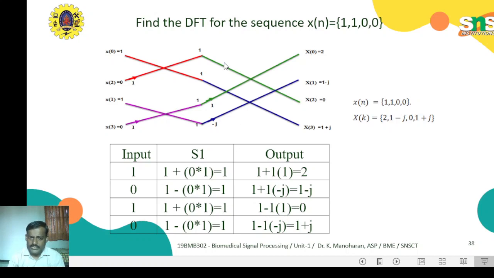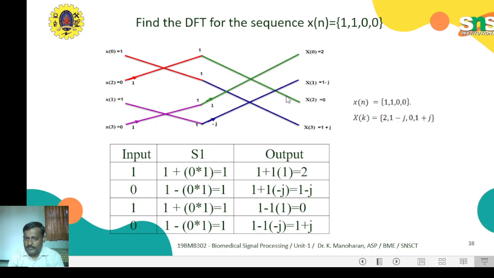Look at this. For this green butterfly, one input is 1 and another input is 1, and the twiddle factor is 1. So we need to multiply these two values. This 1 and this 1 is multiplied. After multiplication, this value should be added for this up leaf, and that should be subtracted for down leaf. So one input is 1. This multiplication result is 1. So 1 plus 1 is 2. Look at this. 1 plus 1 into 1, we are multiplying the twiddle factor on the second input. So this is also 1. So 1 plus 1 will be 2.